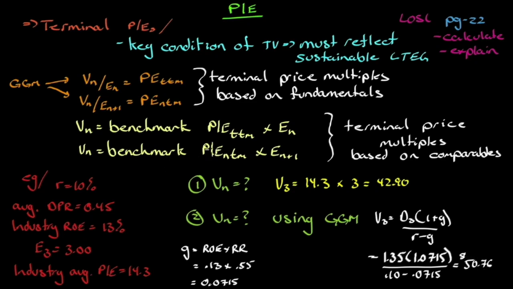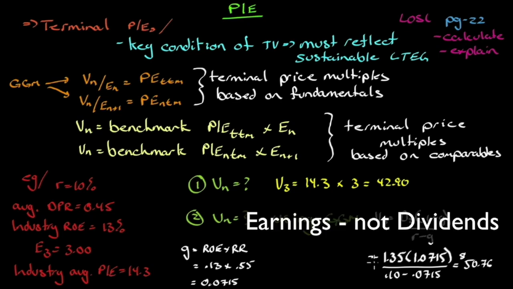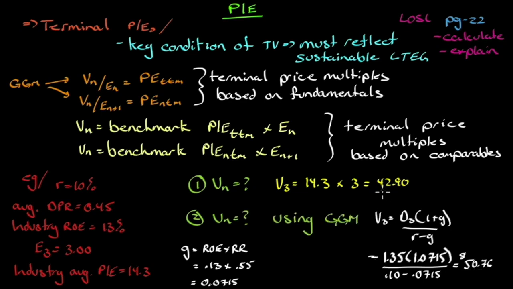Using a benchmark PE, we arrive at 42.90. So we've got a bit of a range in there. Using the 14.3, if we take the 50.76 and we divide it by our dividends, we'd like to get a trailing dividend instead of a forward dividend. So we'll use the 3 to compare it with this one, because this 14.3 is trailing. So 50.76 divided by 3 will give you 16.92, so we'll put that here versus 14.3.